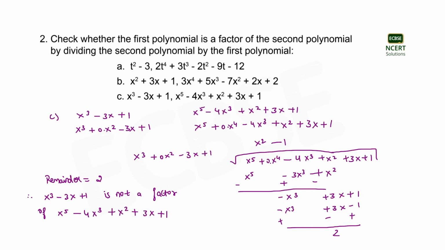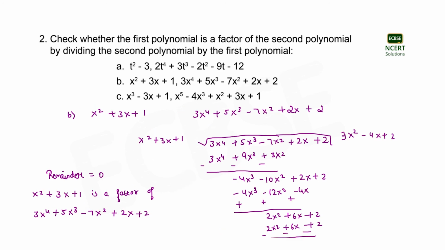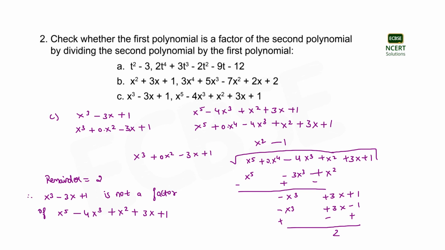So after doing all the three parts, what we get to know is that if on dividing the second polynomial with the first polynomial, the remainder comes out to be equal to 0, then the first polynomial is a factor of the second polynomial. If not equal to 0, then the second polynomial cannot have the first polynomial as one of its factors. So this was all about question second. I hope this question is clear to all of you.